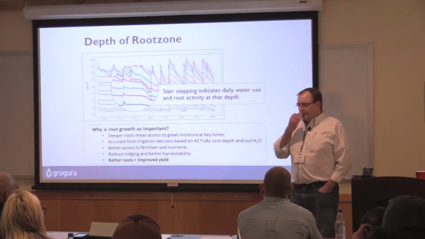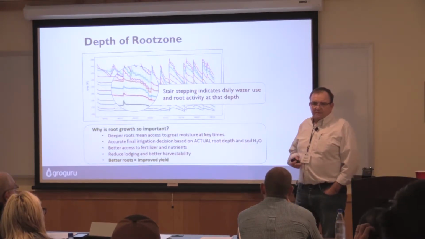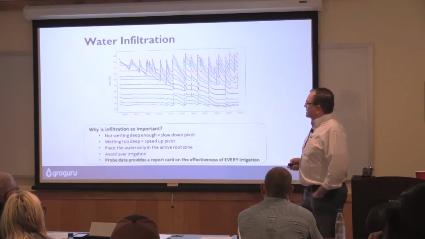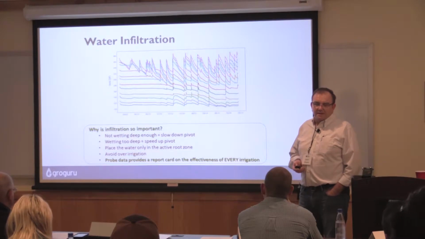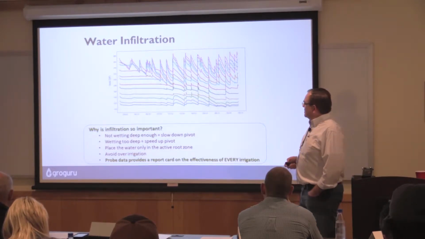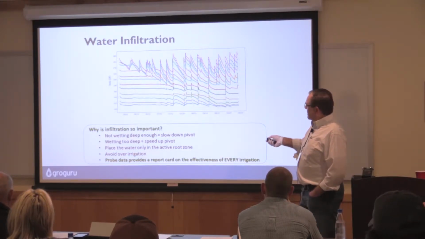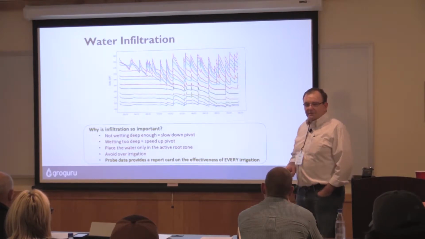And I also talked about getting water on target. Well, actually, no, I'm preempting it because we'll go to this one, water infiltration. Same data set, okay? I'm just going to look at this in a different way. So we've got all these steps going up. Well, that's because we're irrigating or we're getting rainfall.